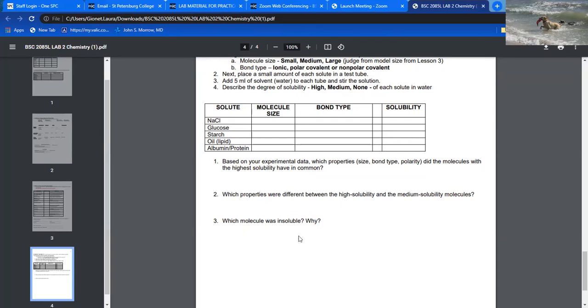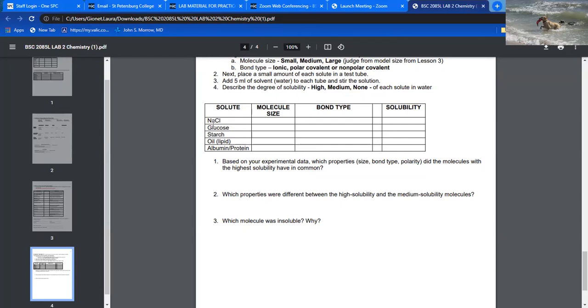Which molecule was insoluble and why? That would be the lipids, or the oil. Why? Because they were not only large, most importantly, they had an incompatible bond type. They were non-polar covalently bonded, while water is polar covalently bonded.